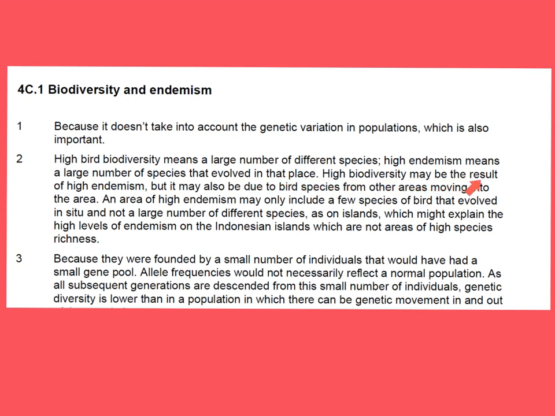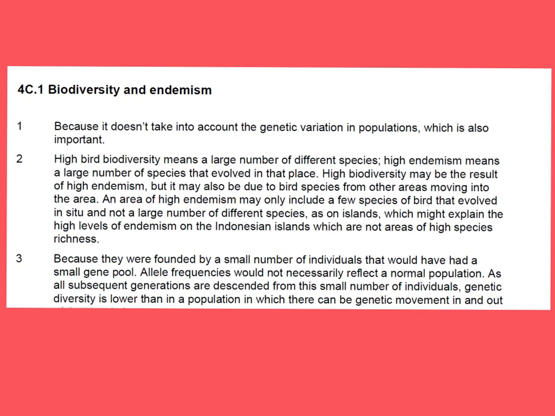High biodiversity may be the result of high endemism, but it may also be due to bird species from other areas moving into an area. An area of high endemism may only include a few species of bird that evolved in situ and not a large number of different species, as on islands, which might explain the high levels of endemism on the Indonesian islands, which were not areas of high species richness.